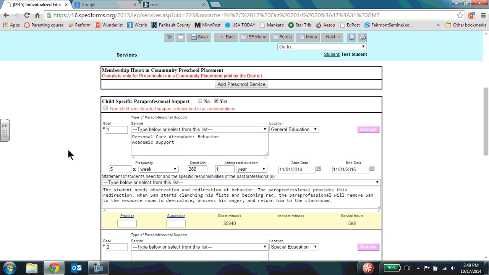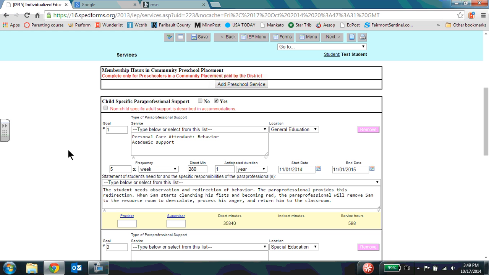The first situation is when a child has child-specific paraprofessional support. This is not necessarily a one-to-one para, but it's a situation where a child absolutely must have a paraprofessional with them because it would become a safety issue if that child did not have a paraprofessional. Think about the student that is likely to run out of the building, could tear the room apart very quickly, or has significant medical issues.